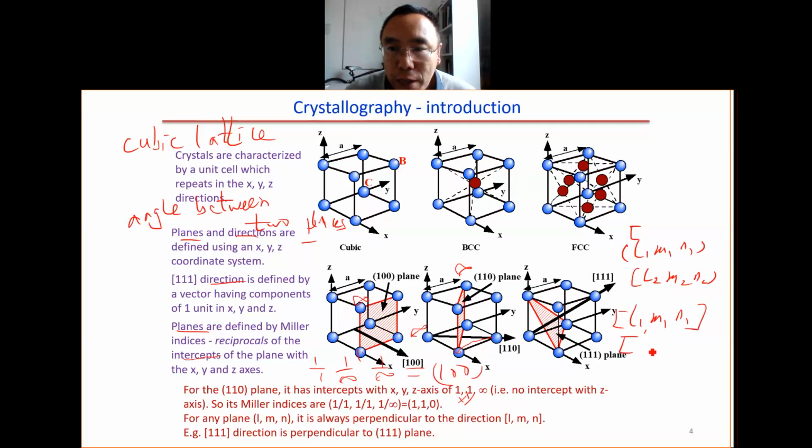So we can calculate the angle between the two lines, line 1 and line 2. How do we calculate the angle between two lines? We can do it this way. If we have vector A and vector B, the angle between the two lines can be calculated by this method.